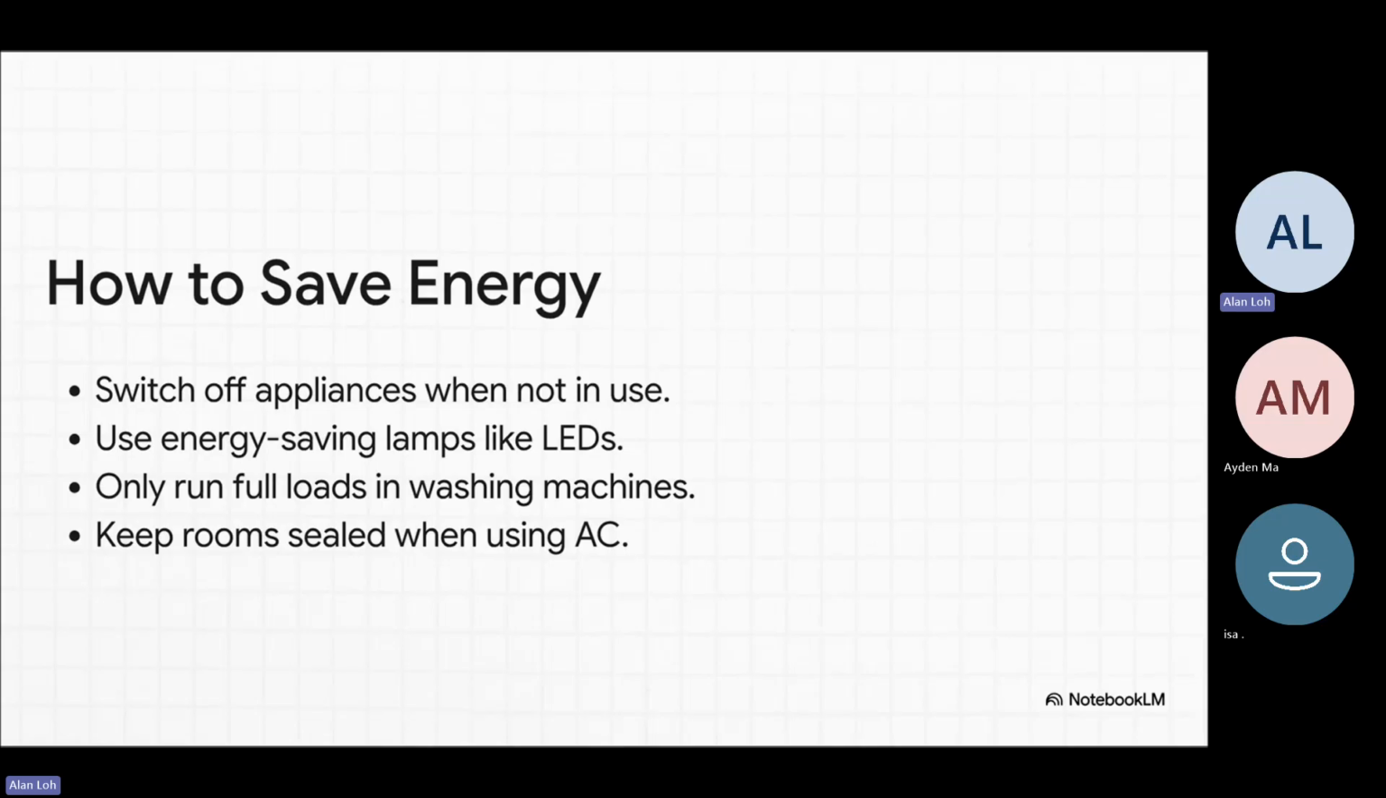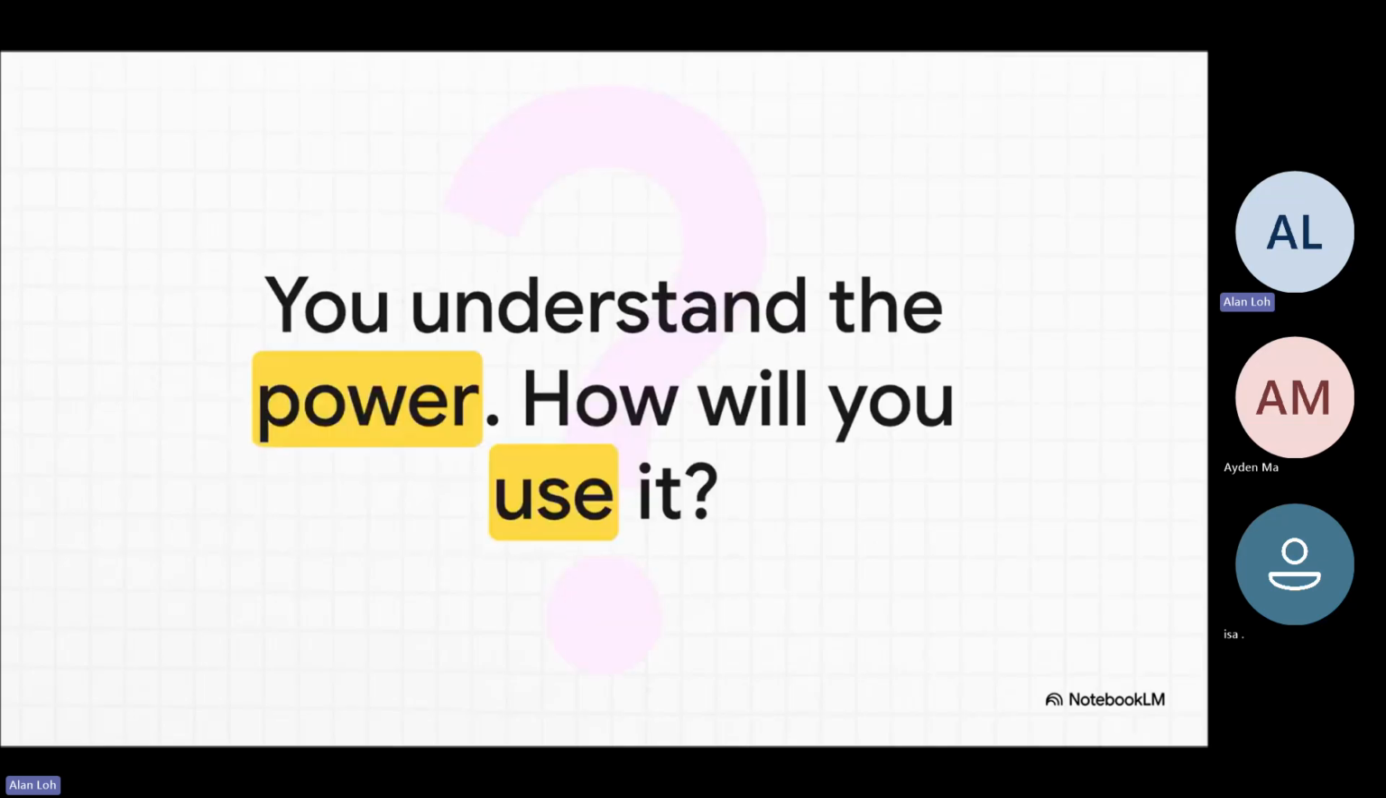I mean, sure, switching to efficient things like LED lights is a no-brainer, but even simple habits, like actually switching stuff off when you leave a room, only running appliances when they're full, and making sure your doors are closed when the AC is on, all of that makes a real measurable difference. So there you have it. We've gone from the invisible push of an electric field all the way to the numbers on your monthly bill.